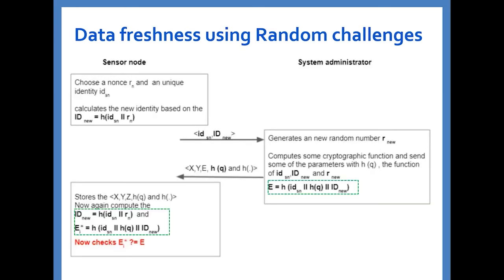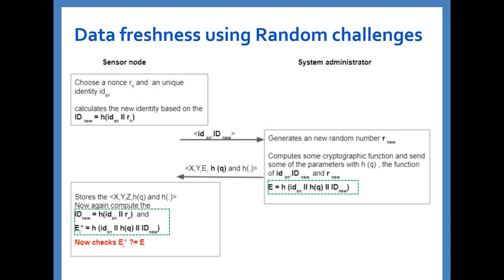Then data freshness using random challenges, which is a request response model. Here one can verify the data freshness using a random number or nonce. These nonces will play an important role. For example, if it is a Bluetooth protocol for a three-factor authentication process, then the sensor node and mobile node are already paired up with each other using authentication credentials.